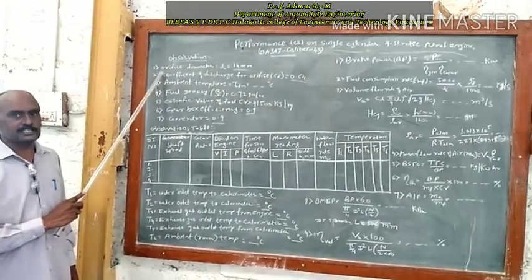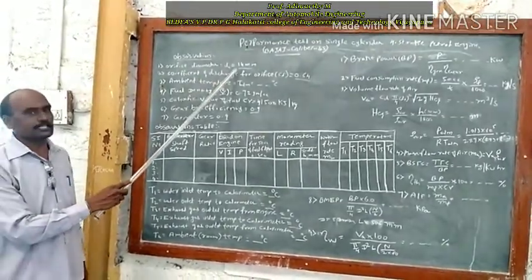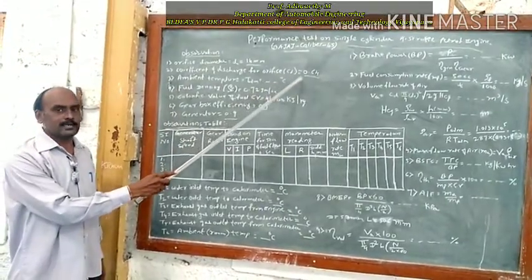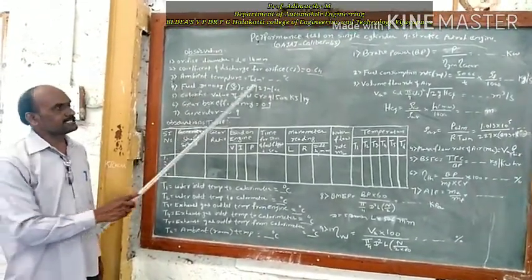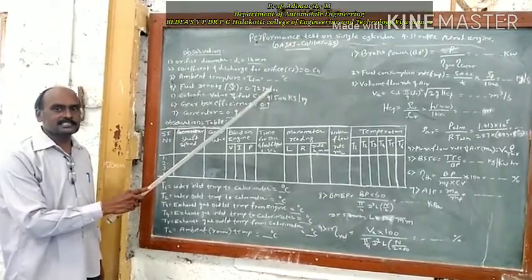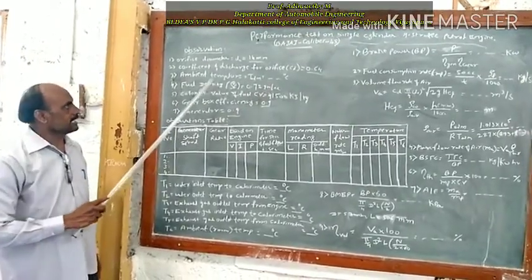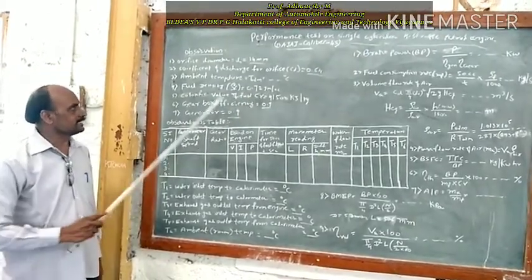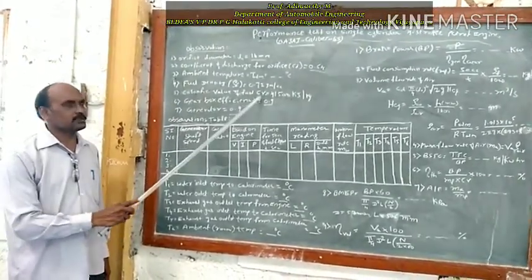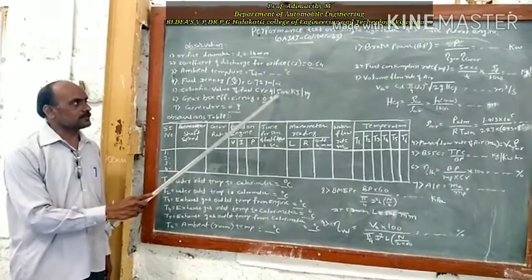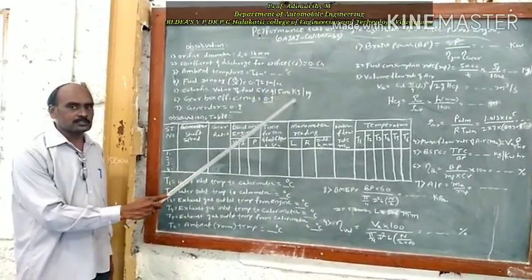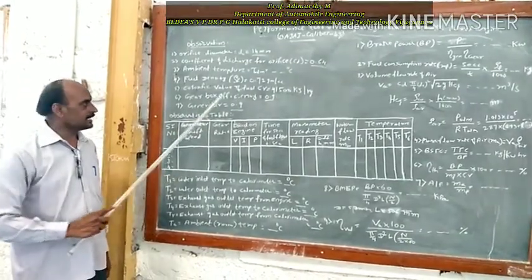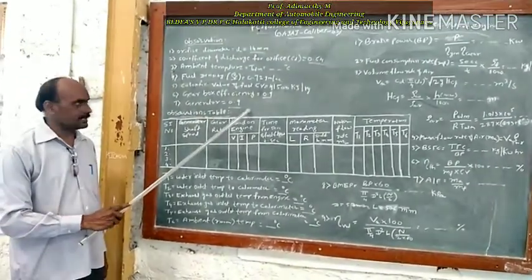Number one is the orifice diameter, it is 14 millimeters. Coefficient of discharge for the orifice is 0.64. Ambient temperature is to be noted down in degrees Celsius each time we do the experiment. Fuel density for petrol is 0.72 grams per cc. Calorific value of the fuel, for petrol, is 41,500 kilojoules per kg. Gearbox efficiency is 0.9 and generator efficiency is 0.9.